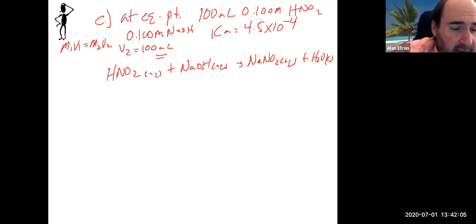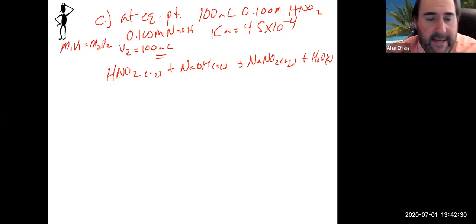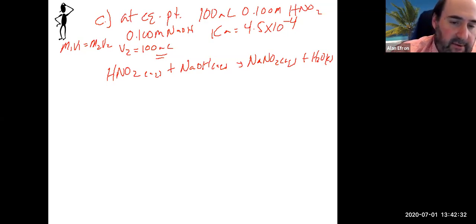Reminder that if it's not a 1-to-1 relationship, you should never use M1V1 equals M2V2 because you will not have the right mole-to-mole relationship. Technically speaking, it only works because the stoichiometry of it is 1-to-1. So if it's not a 1-to-1 relationship, you would have to kind of do a little stoichiometry problem to help you figure that out.